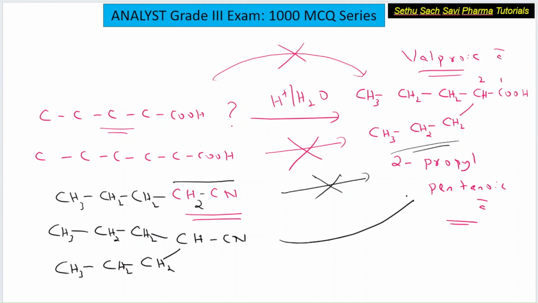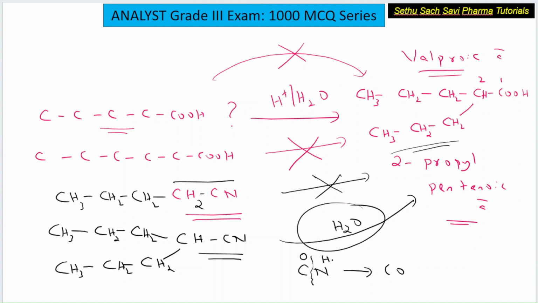Now my question is, on hydrolysis, will this give valproic acid? Yes, because there is a cyanide group. On hydrolysis, oxygen will be added here, H2 will be added here, so it will become CONH2, correct? On further hydrolysis, hydrogen will be added here, OH will be added here. So this will become COOH, and the byproduct will be ammonia. That means this cyano group will be converted to a carboxyl group. That means you will get valproic acid. So the correct answer for this question is dipropyl acetonitrile.